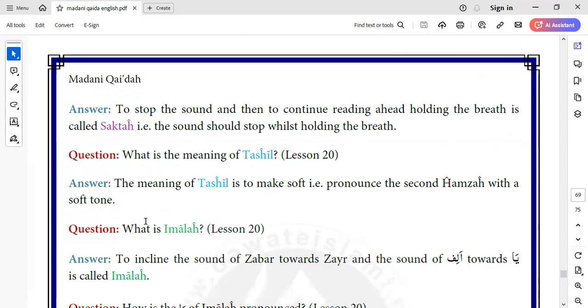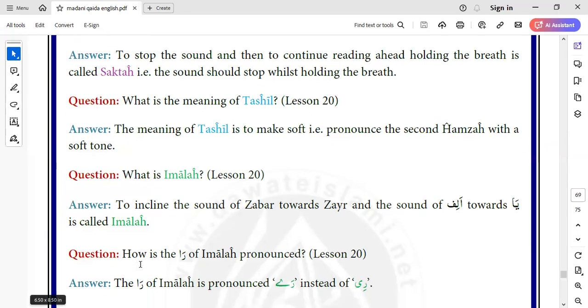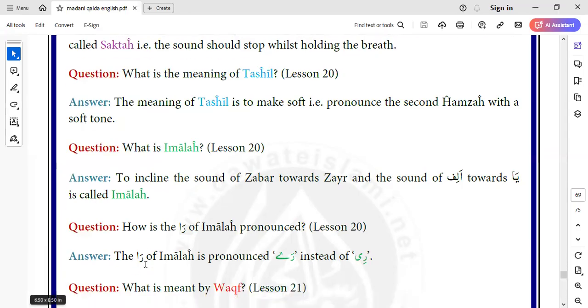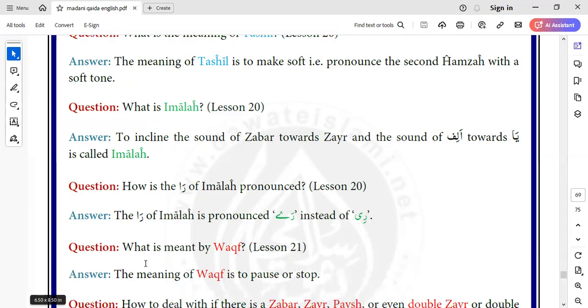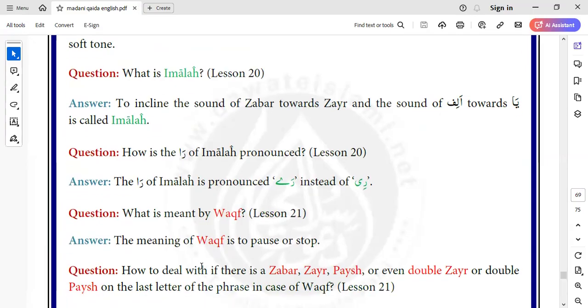Question. What is imala? Answer. To incline the sound of sabar towards ser and the sound of alif toward ya is called imala. Question. How is the ra of imala pronounced? Answer. The ra of imala is pronounced re instead of re. Question. What is meant by waqf? Answer. The meaning of waqf is to pause or stop.